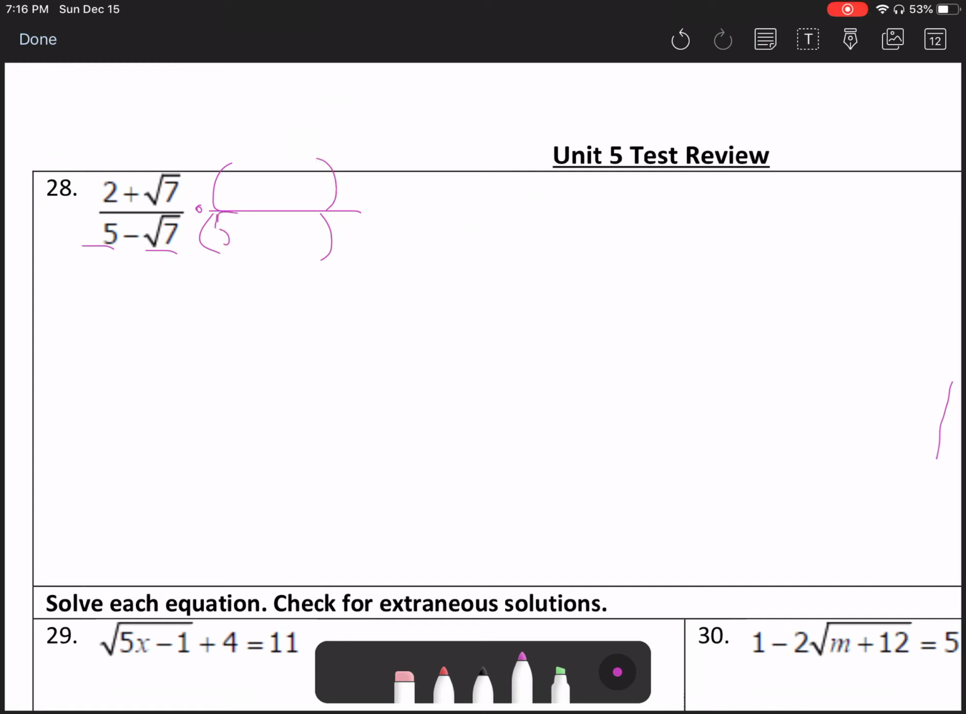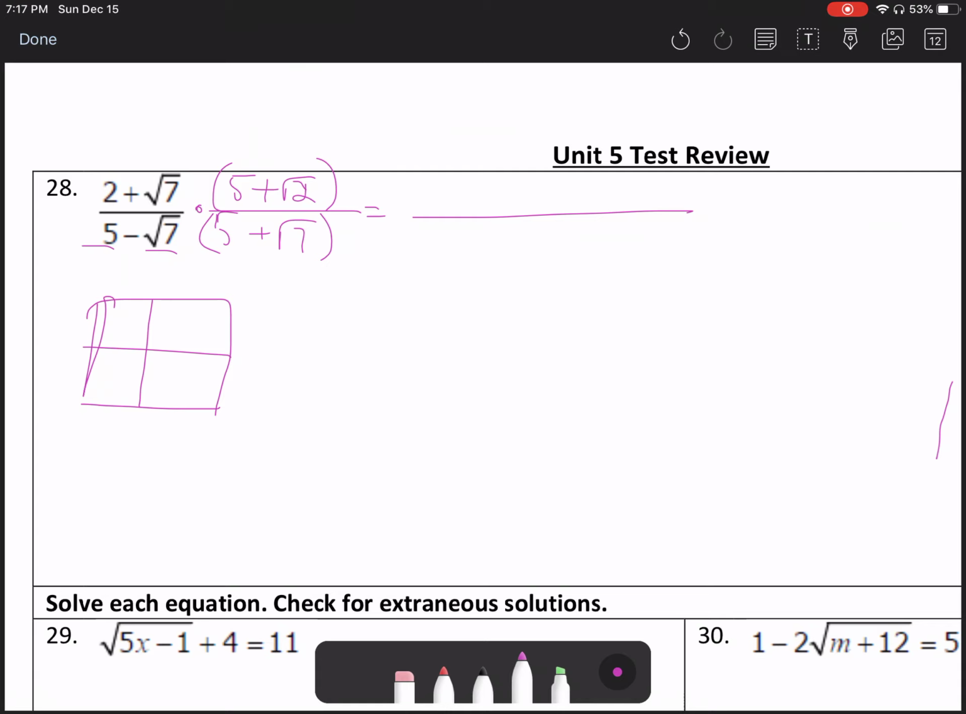So this says 5 minus radical 7. So I know if I multiply this in the box by 5 plus radical 7, I end up with no more radicals in my denominator. Now for this, I do have to have 2 boxes if you do the box method. Distributive property is a little bit different.